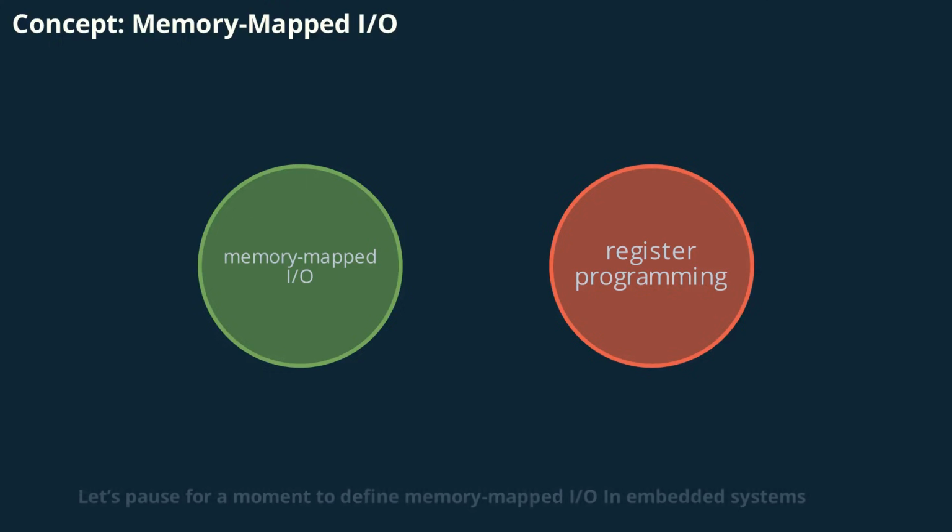Let's pause for a moment to define memory mapped I/O in embedded systems. This concept refers to the technique of mapping hardware registers into the address space of the processor. This allows software to interact with hardware simply by reading and writing to specific memory addresses. It's a fundamental concept that underpins most microcontroller architectures, making it essential for low-level hardware control.